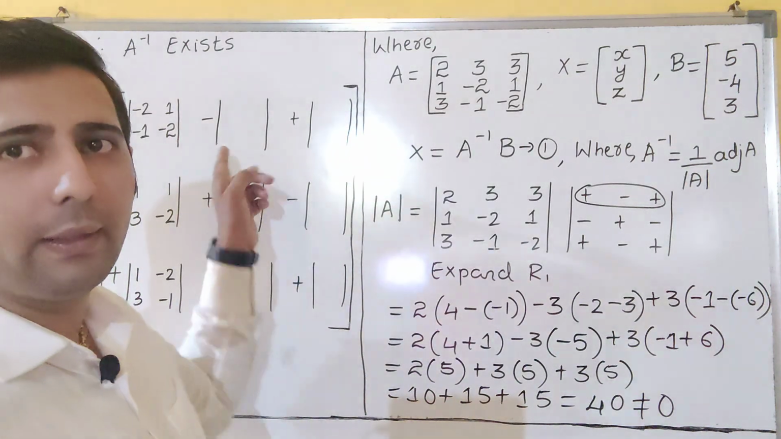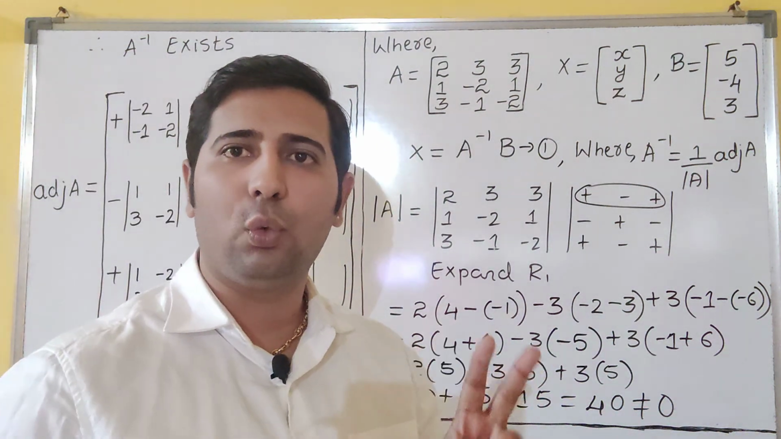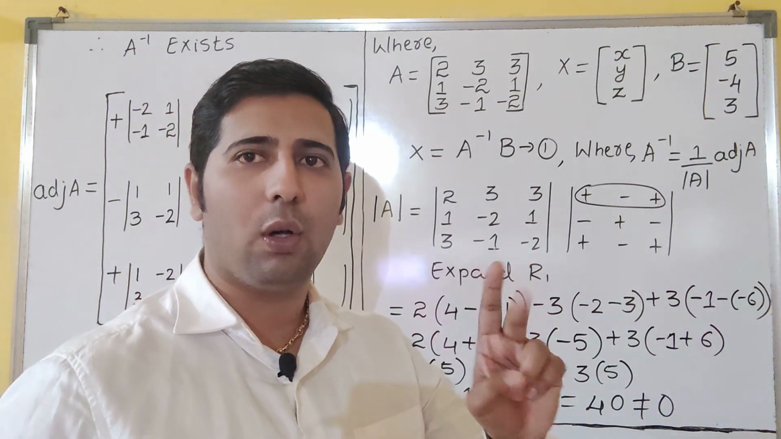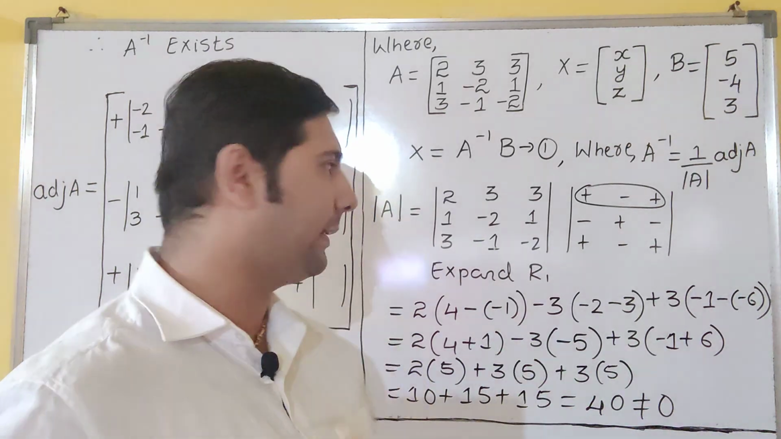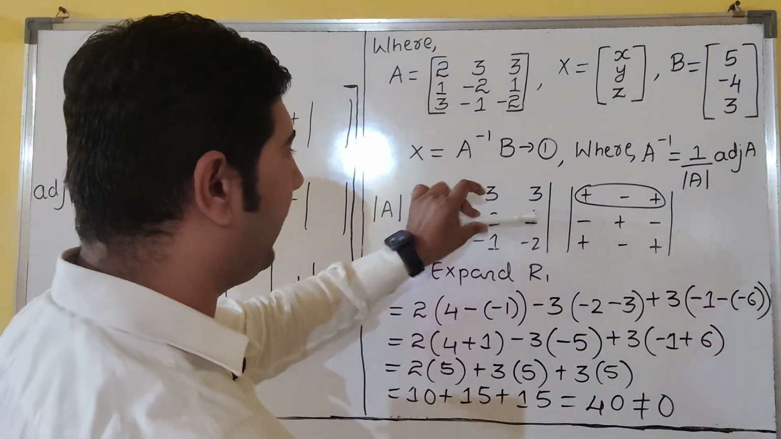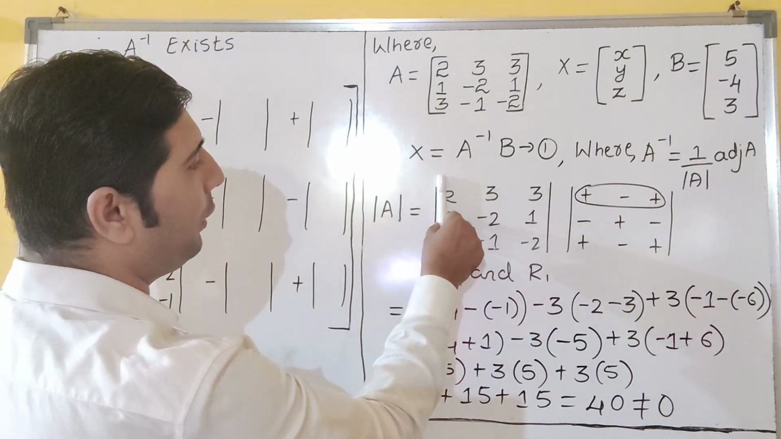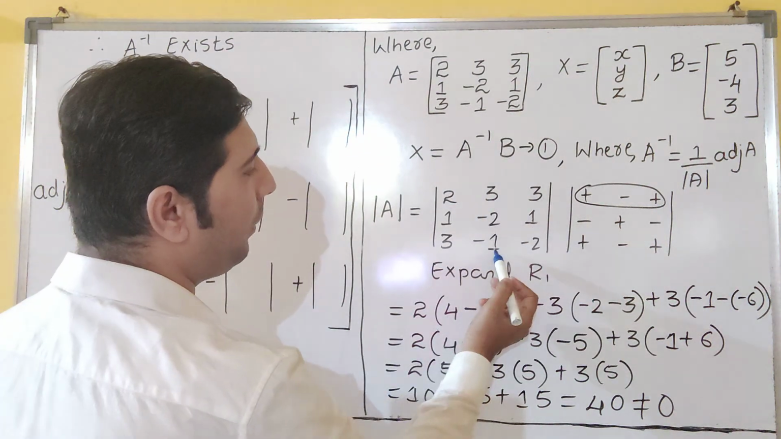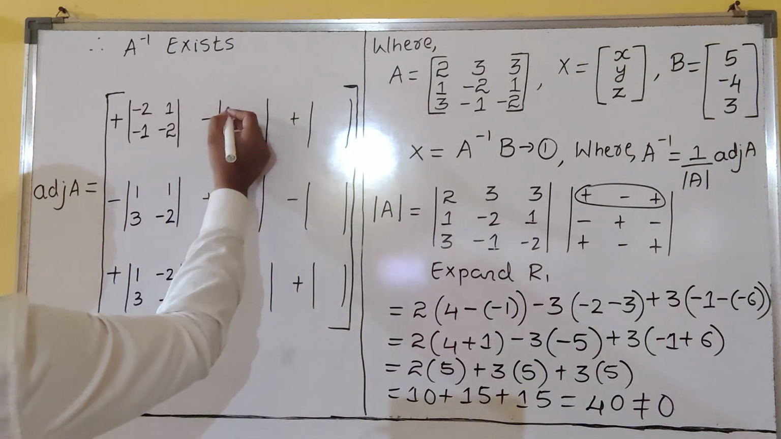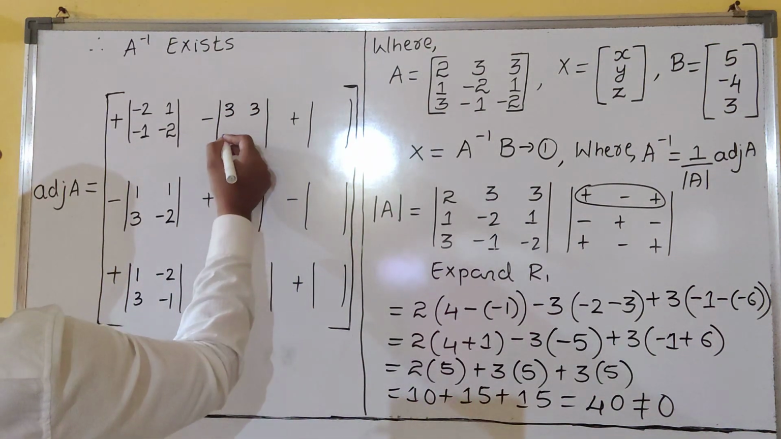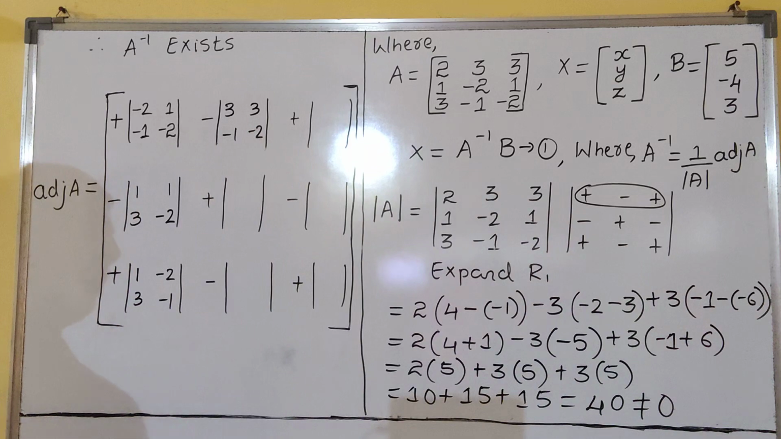Now A21. A21 means what? Second row, first column. Second row you have to leave. Can you see? First column you leave. You are left with what? 3, 3, minus 1, minus 2, dear students.